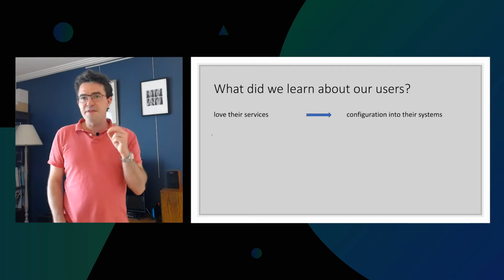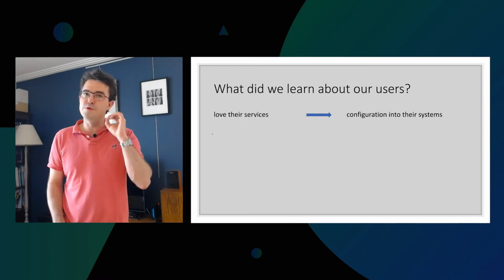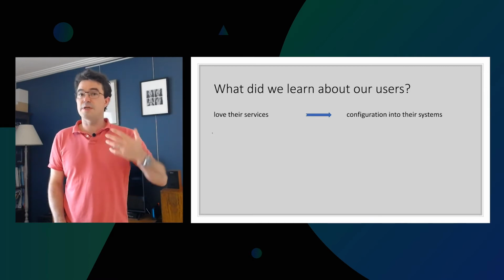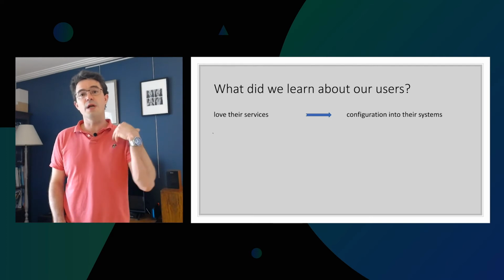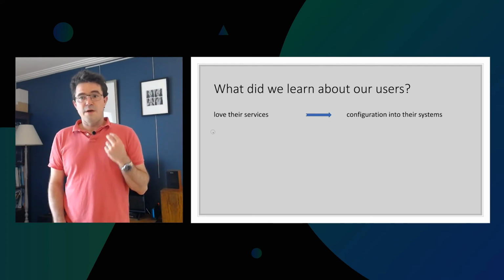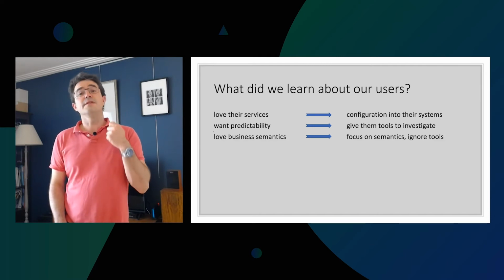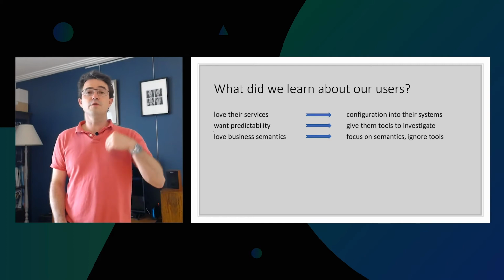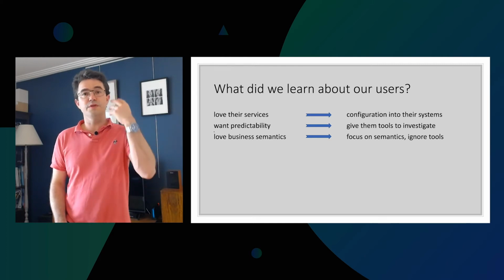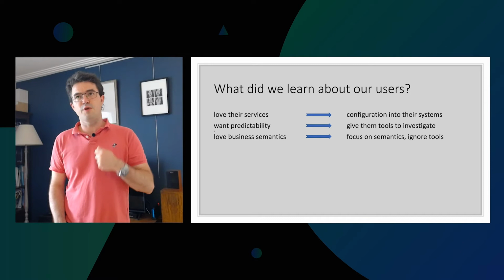Another key thing we learned is people love their service. They want configuration put right into their system. So that's why we use a feature we developed, which is called service metadata, which allows embedding metadata into the service. And this metadata will allow configuring external systems. They want predictability, so give them the ability to explore what is happening to their system, give them the tools to investigate themselves. And they love business semantics. Whenever you are putting metadata, don't put metadata related to tools. Don't configure the alerting system of the moment. Put business semantics. And it's very important because that's the way the infrastructure will be able to evolve in the long term.